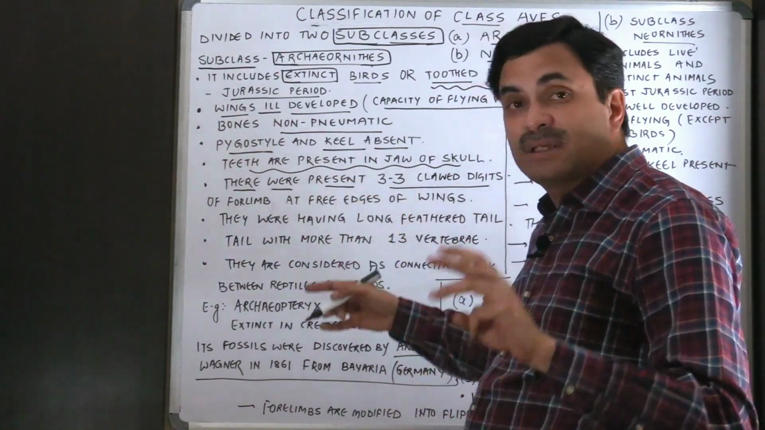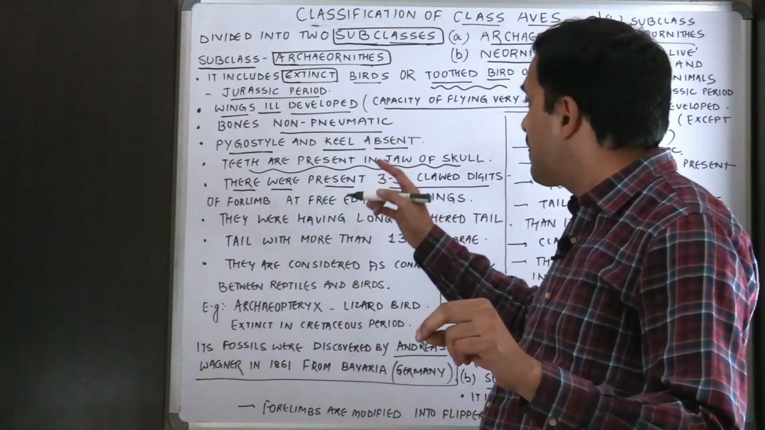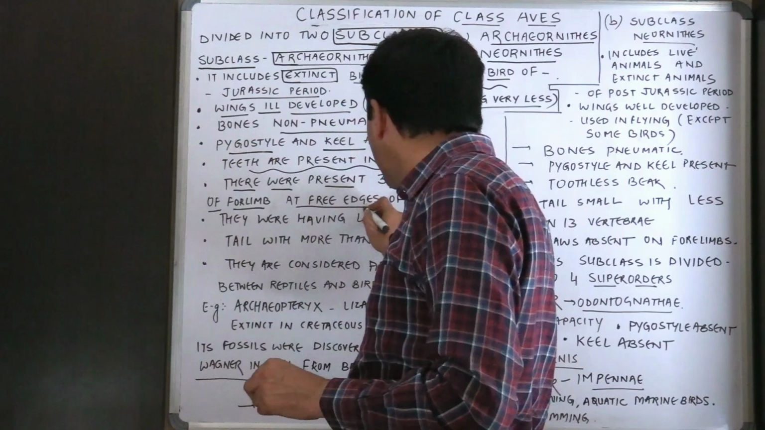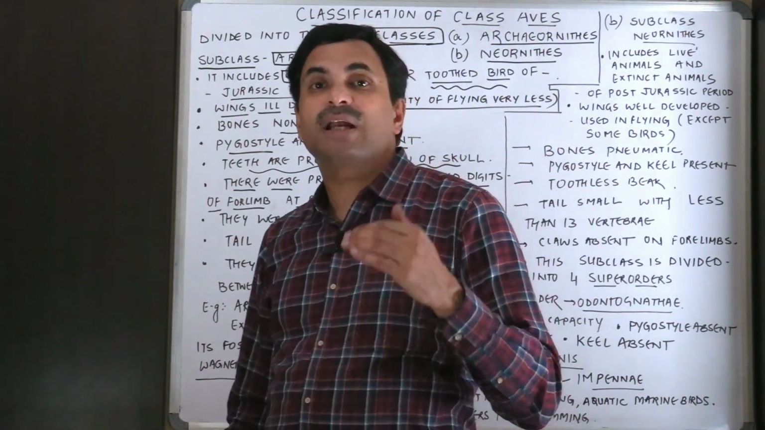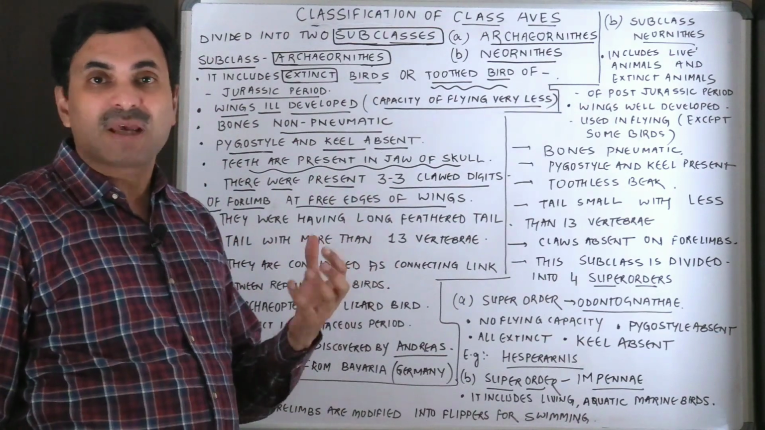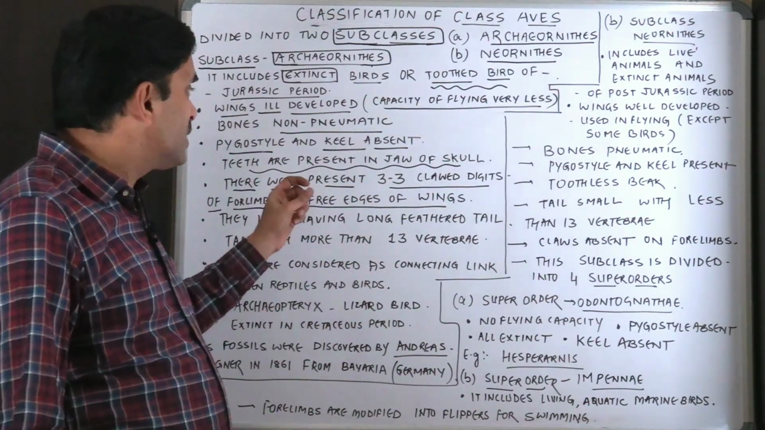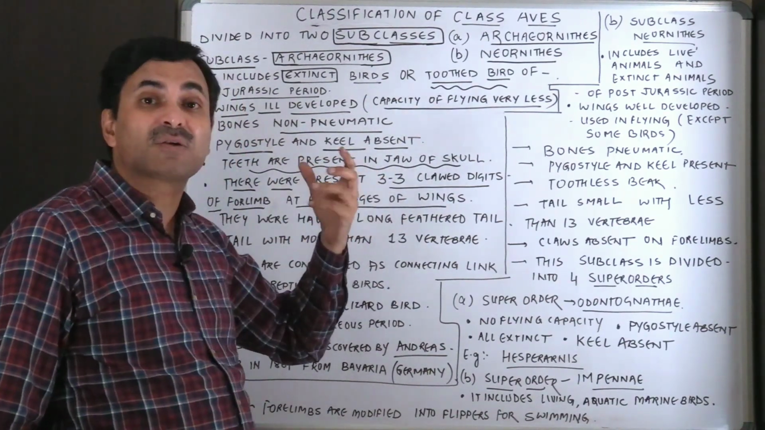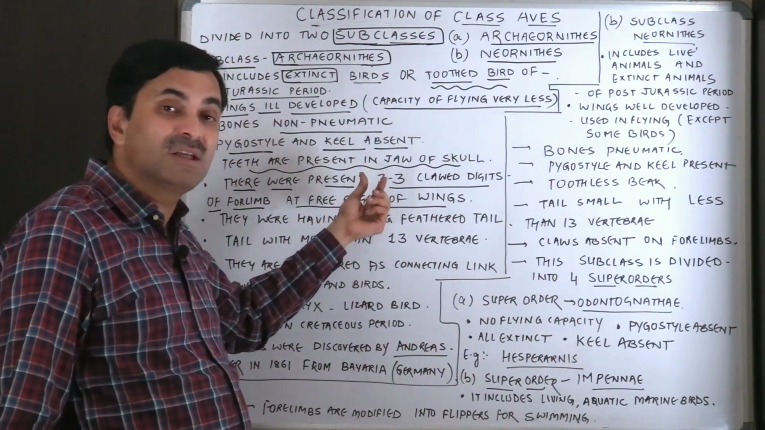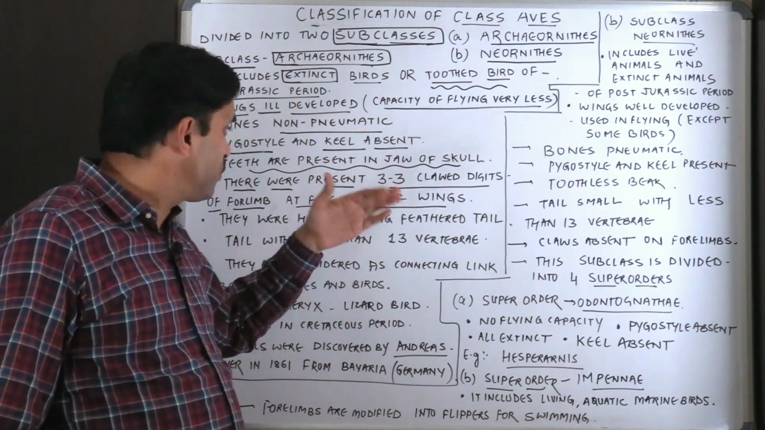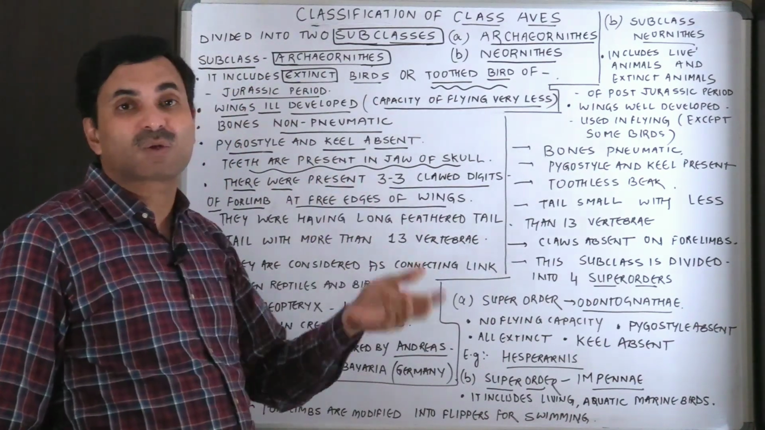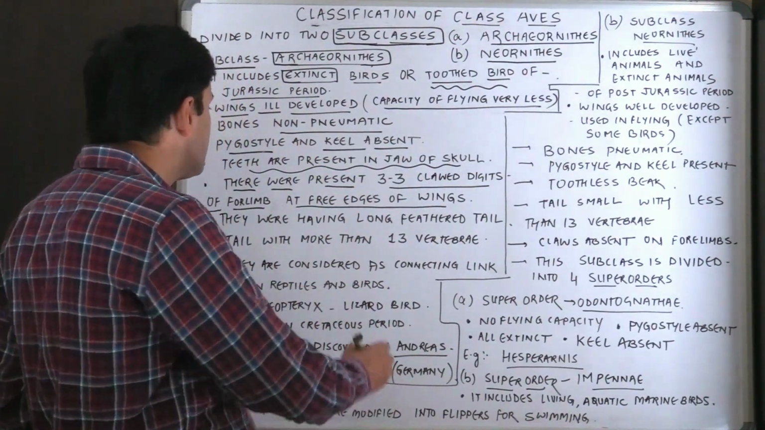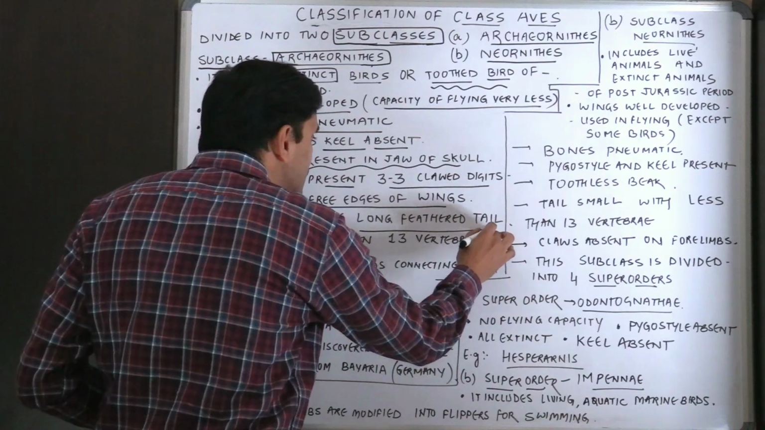So there were three, remember this, a very important character. There were three clawed digits of the forelimb at the free edges of the wings, because we know very well that in birds the forelimbs have been modified into wings, right. But the vestigial part of that forelimb, that is the clawed digits, the three clawed digits of the forelimbs, were present at the free edges of the wings, which shows that they originated from the reptiles. They had a long feathered tail.